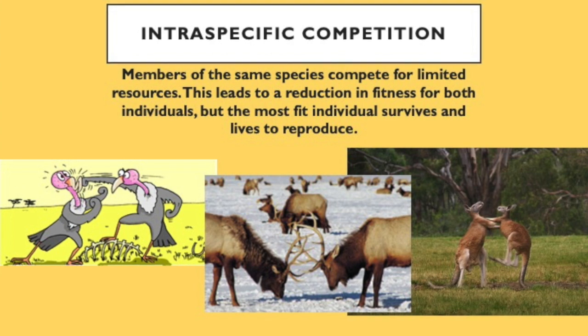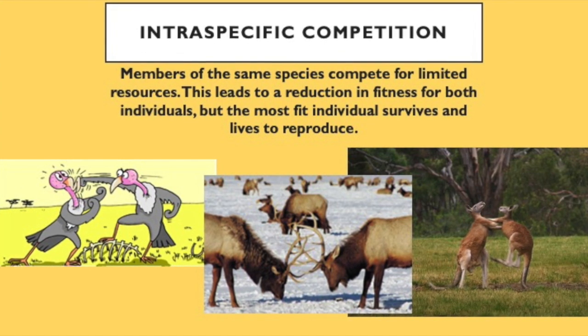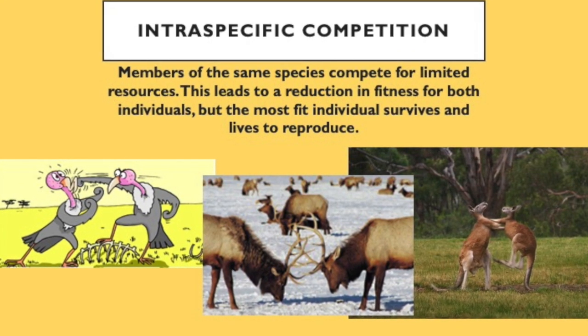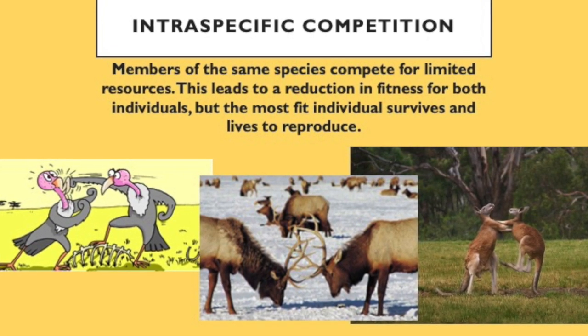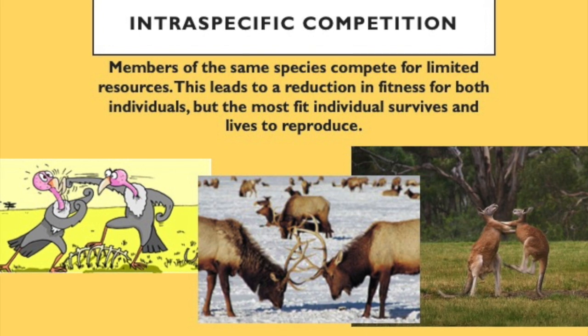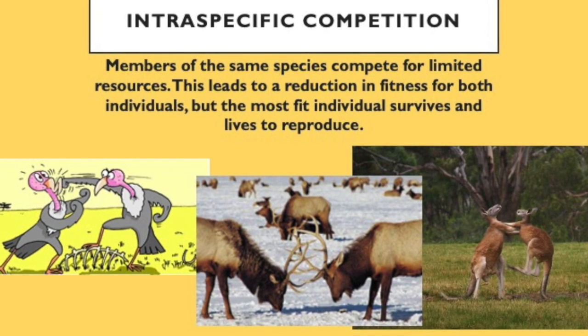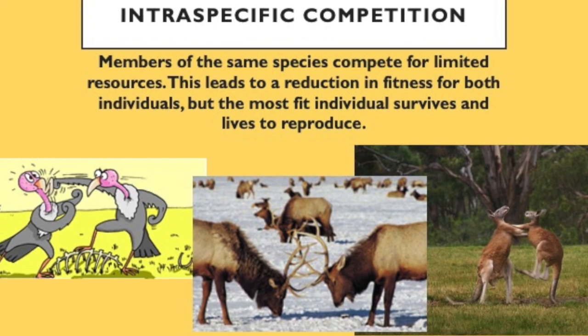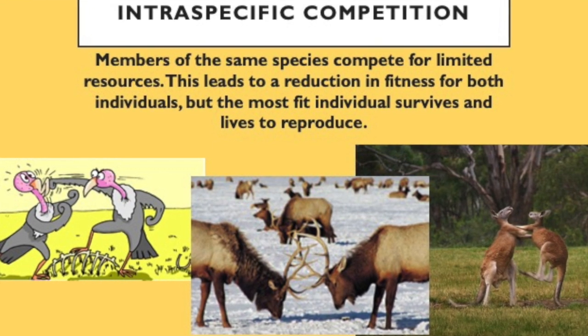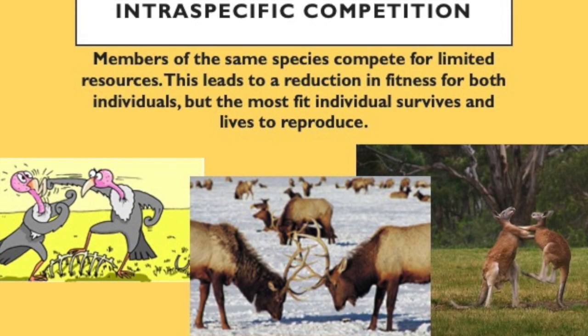Opposite of that is intraspecific competition. That is where members of the same species compete for limited resources. This is going to lead to a reduction in fitness for both individuals, but the most fit individual survives and lives to reproduce. So the one that survives and reproduces is going to be the one whose genes are spread on to the next generation.